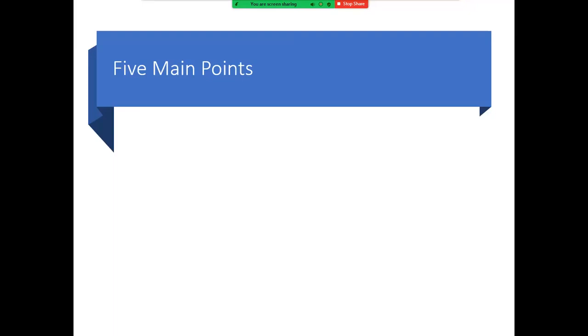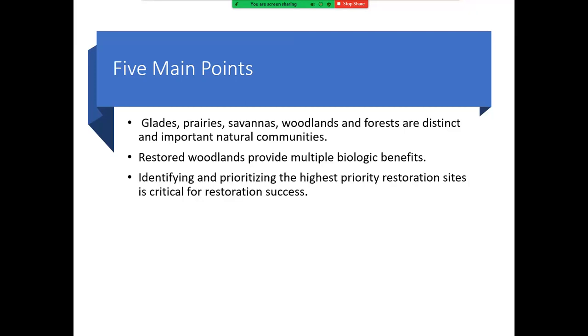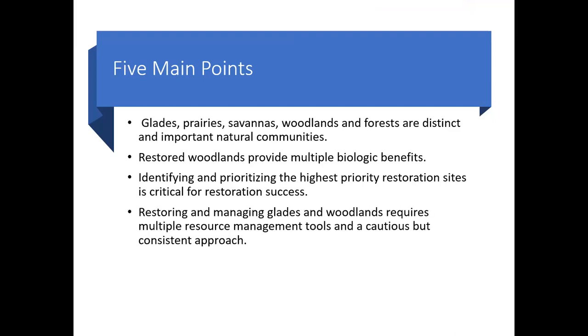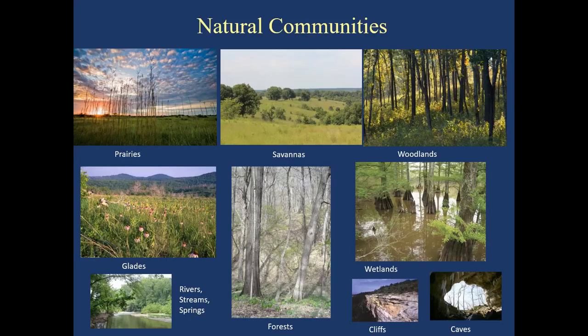We have 5 main points to cover. Glades, prairies, savannas, woodlands, and forests are distinct and important natural communities. Restored woodlands provide multiple biologic benefits. Identifying and prioritizing the highest priority restoration sites is critical for restoration success. Restoring and managing glades and woodlands requires multiple resource management tools and a cautious but consistent approach. Monitoring and evaluation tools are available to help measure restoration success.